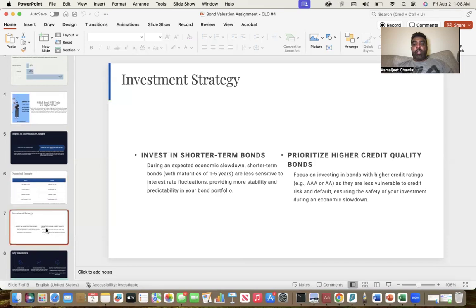In anticipation of an economic slowdown, an effective bond investment strategy would include investing in shorter-term bonds with maturities of 1 to 5 years, which are less sensitive to interest rate changes, prioritizing high credit quality bonds such as those rated AAA or AA to minimize credit risk and ensure investment safety, using a bond ladder strategy to diversify across different maturities and manage reinvestment risk, providing stability and predictability in your bond portfolio.